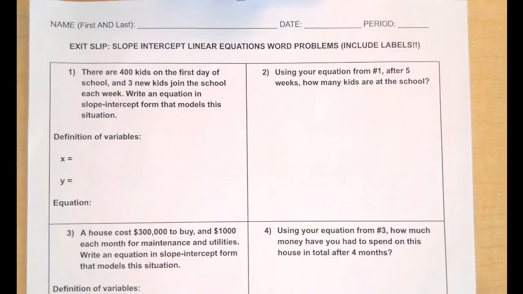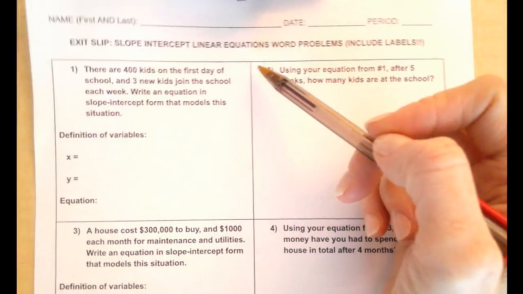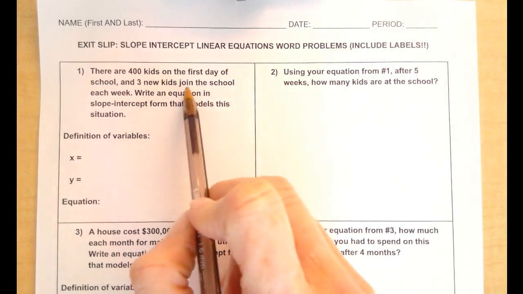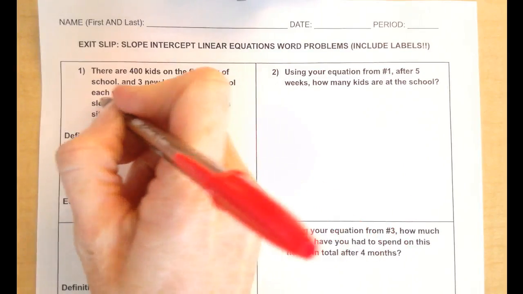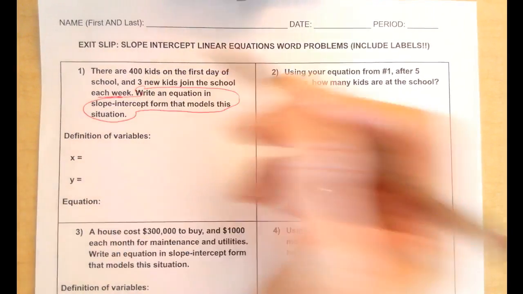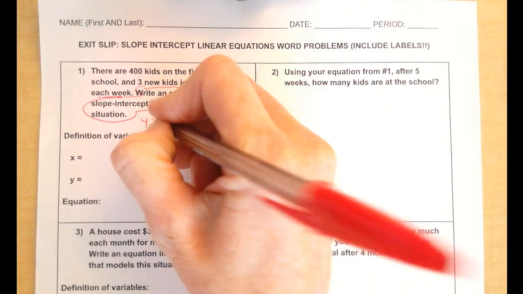Hey guys, so I'm going to go over the quiz we had on writing linear equations for word problems using slope-intercept form. So just starting right at the beginning, 400 kids on the first day of school, 3 new kids joined school each week. Okay? They want me to write an equation in slope-intercept form that models this situation.